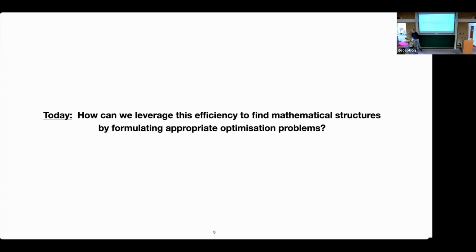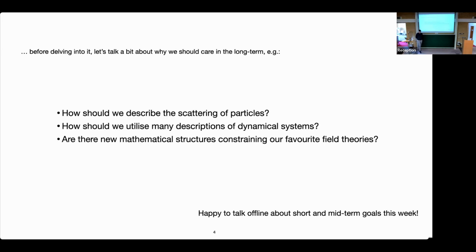How can we leverage this efficiency to find mathematical structures by formulating appropriate optimization problems? This is obviously something very deep, because it will influence physics as we do it now very profoundly, I think, over the next decades. So we should really think about where this can go.